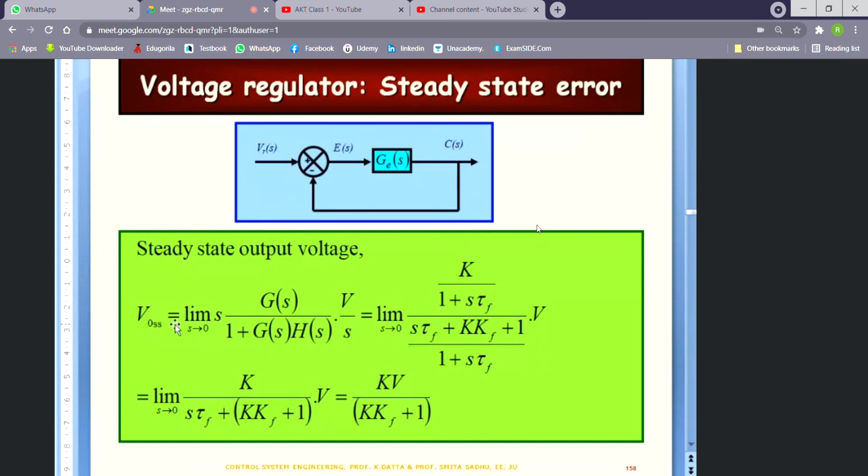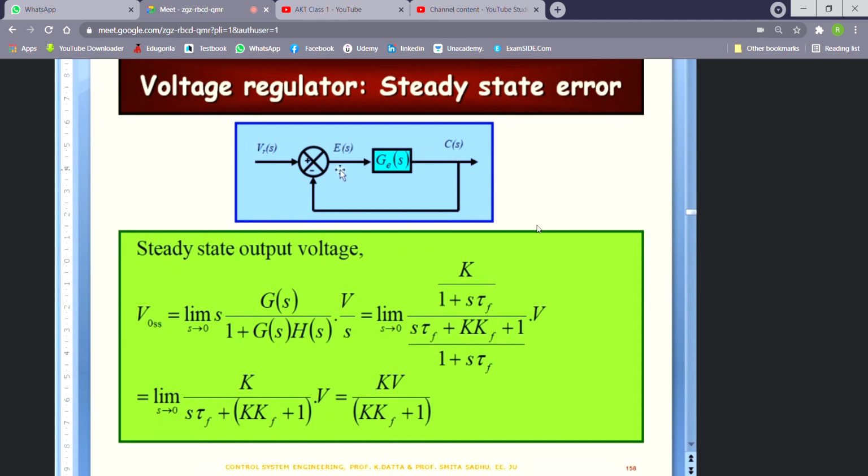What has been done over here is that the steady state output voltage has been found. So we are going by the path of finding the steady state output voltage for the overall system, and then we will find the steady state error from there.